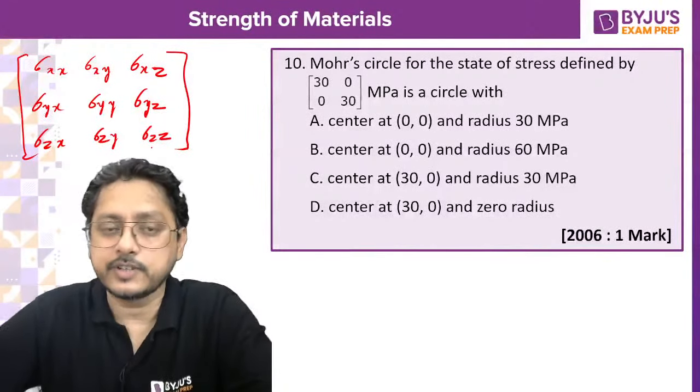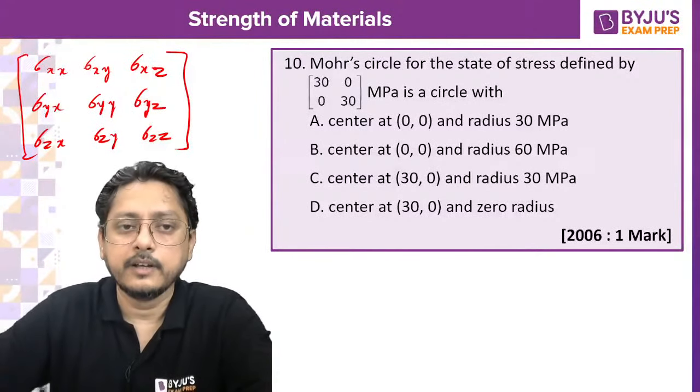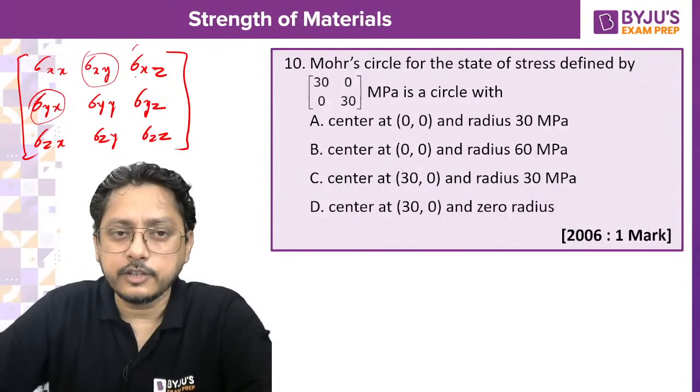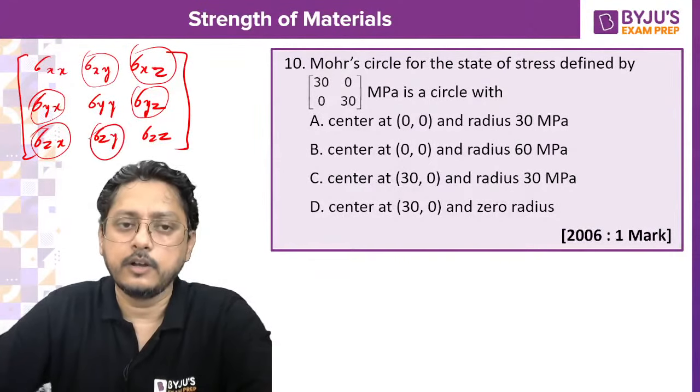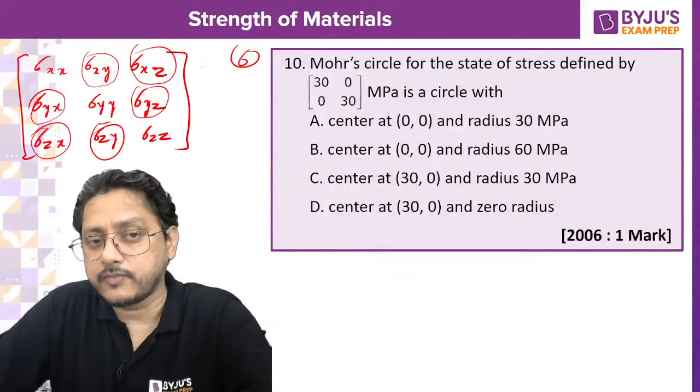When you are defining the stress at a point, 9 stresses will be required, whereas you already know that due to the moment equilibrium, these two will become the same, then these two will become the same, it means equal. So only 6 stresses will define the 3D stress.